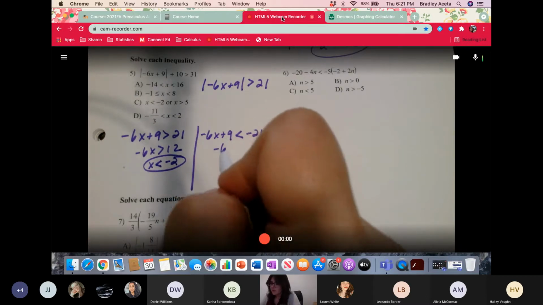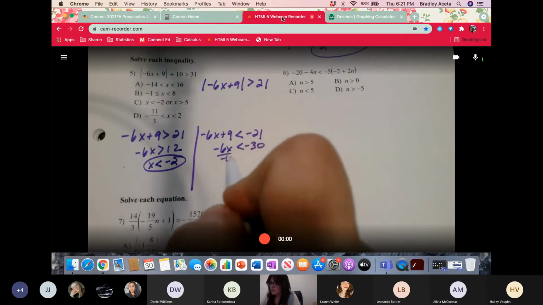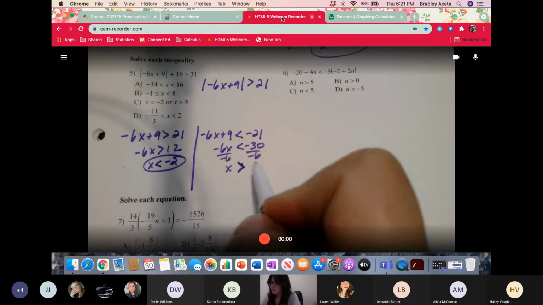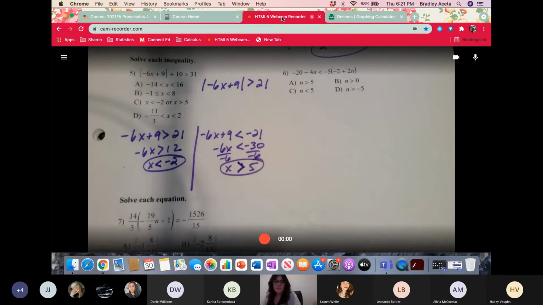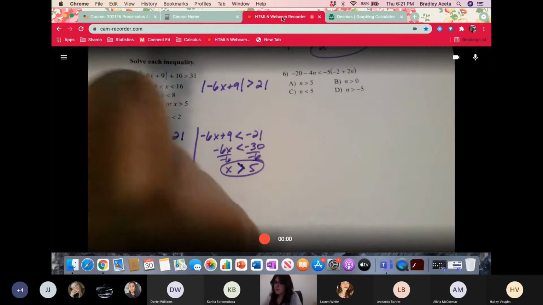Minus 9 over here would be negative 6x is less than negative 30. Divide by negative 6. Flip the inequality. x is greater than 5. That would be choice C.